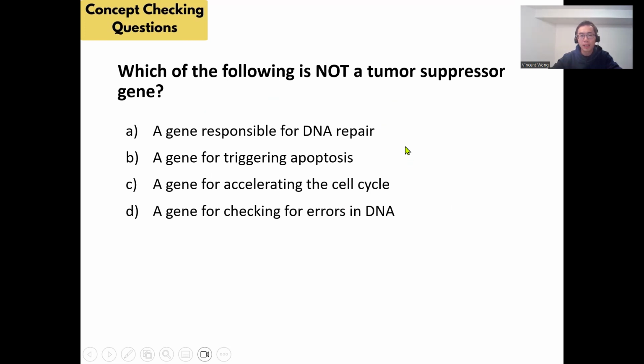Which of the following is not a tumor suppressor gene? Tumor suppressor genes have everything to do with slowing down the growth. So when do you want to slow down the growth? When you have to do DNA repairing. So that's a tumor suppressor gene. If it's not supposed to grow, you can trigger apoptosis, cause it to die. That's a tumor suppressor gene. Accelerating the cell cycle, no, that's not a tumor suppressor gene. That would be the function of a proto-oncogene. And checking for errors as well, that would slow down growth. So the answer is C.